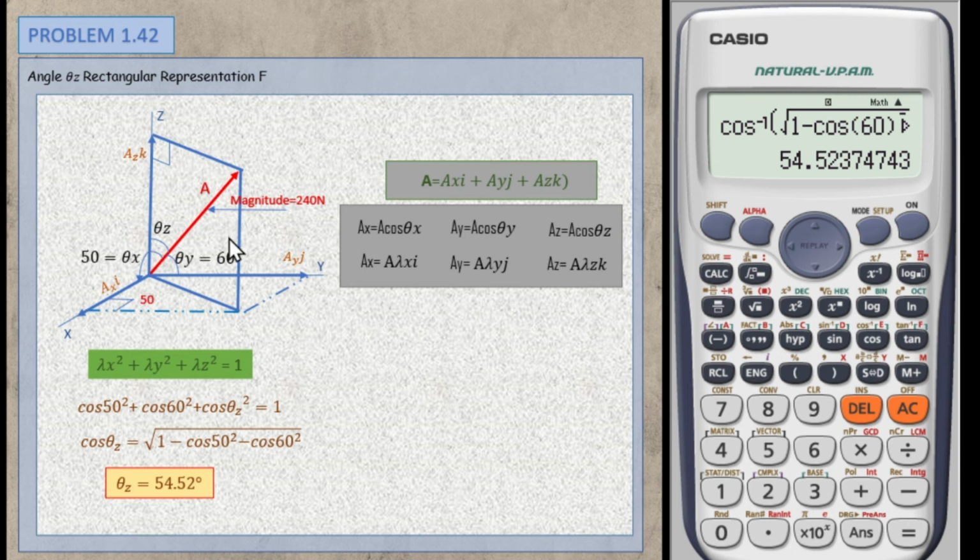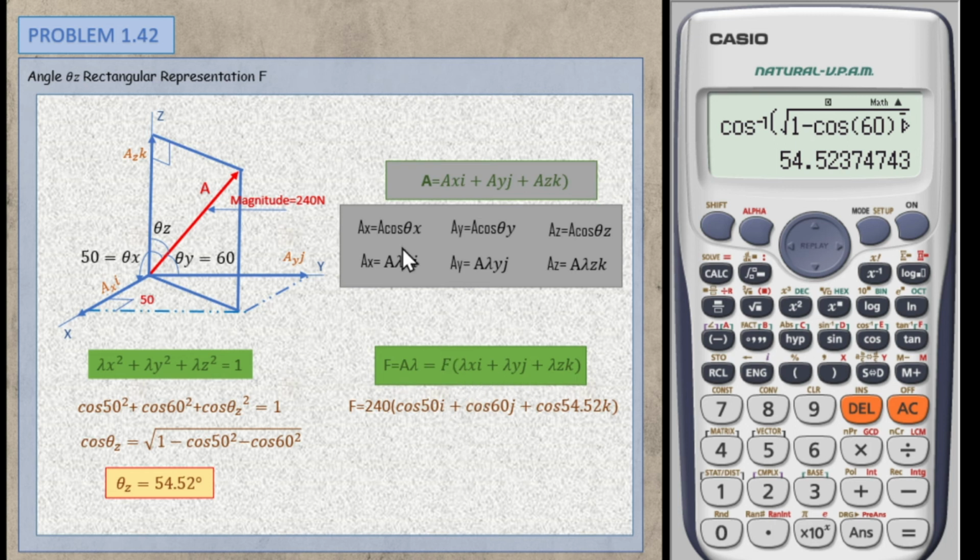And we're not yet done. We need to find the rectangular representation of F. We're just going to substitute our given: 240 Newton times the unit vector x, y, and z. Again, the unit vector is equal to cosine 50 i plus cosine 60 j plus cosine 54.52 k. By calculating again, we can solve for our rectangular representation.